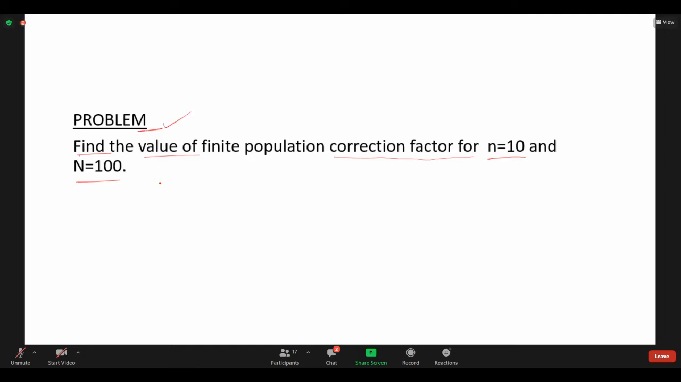Try to find this one, because we already know the formulas and we discussed how to find the population correction factor. Today is the practice session. All of you note down this question and solve that problem. I will give 2 minutes time.